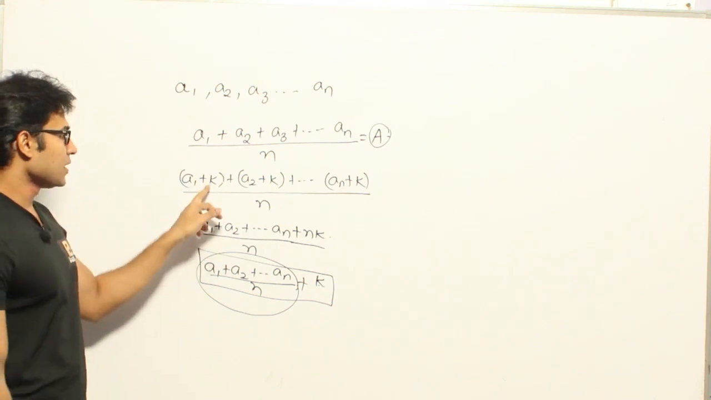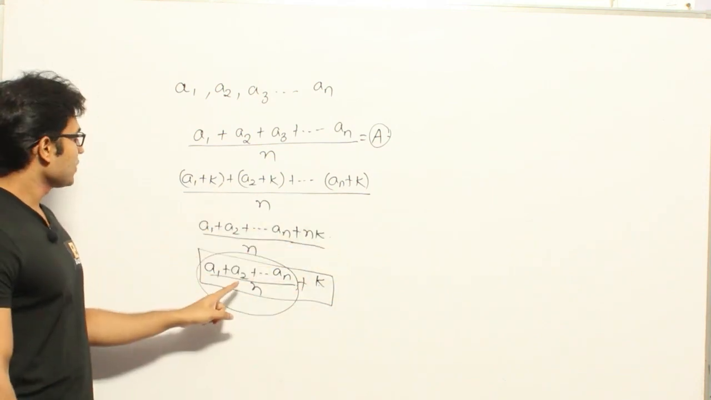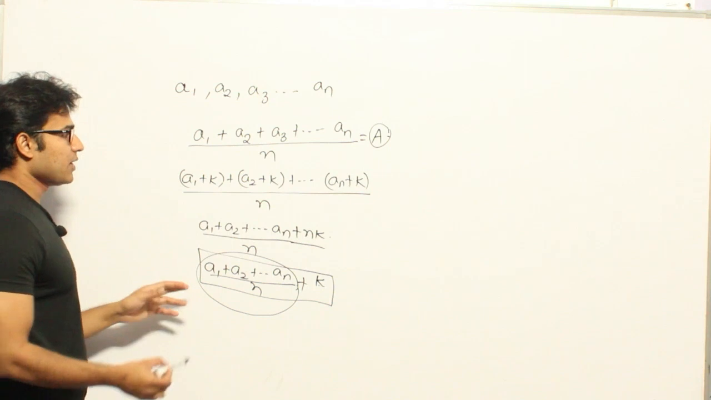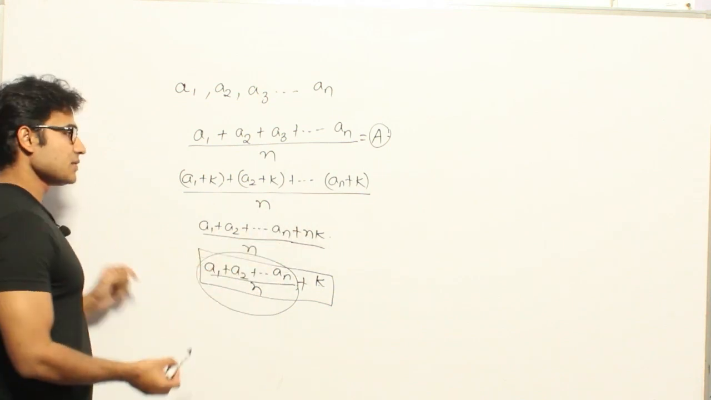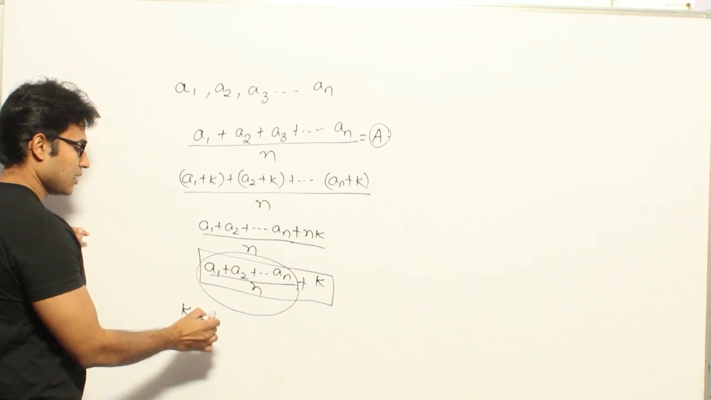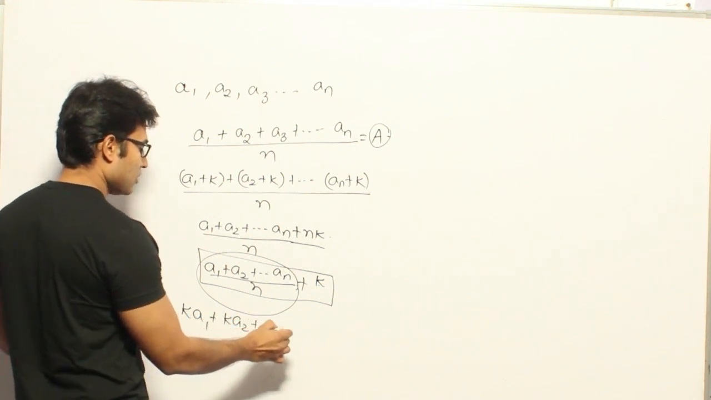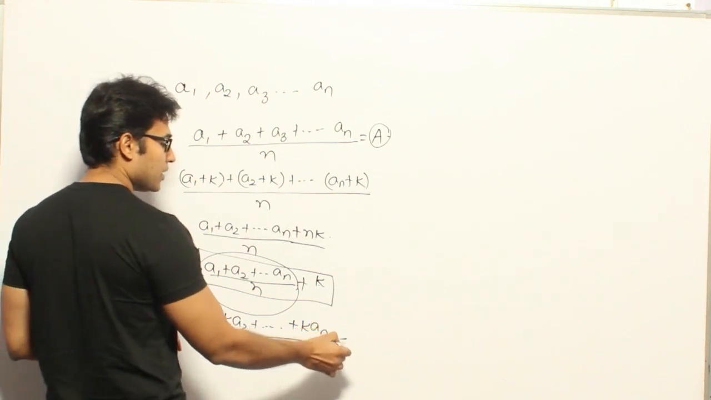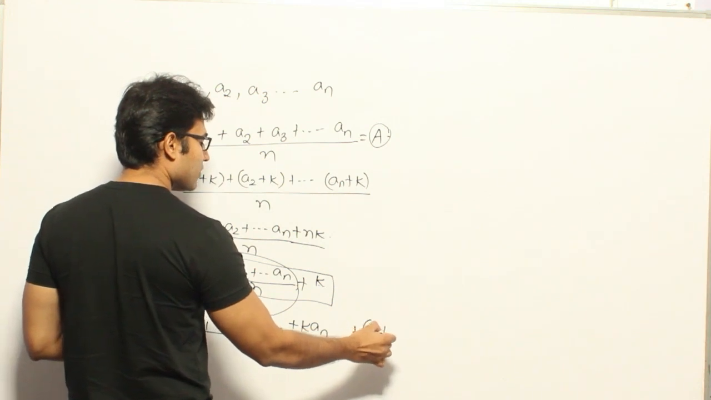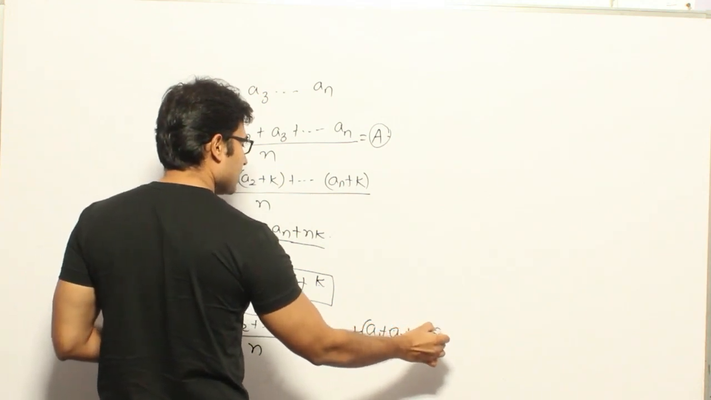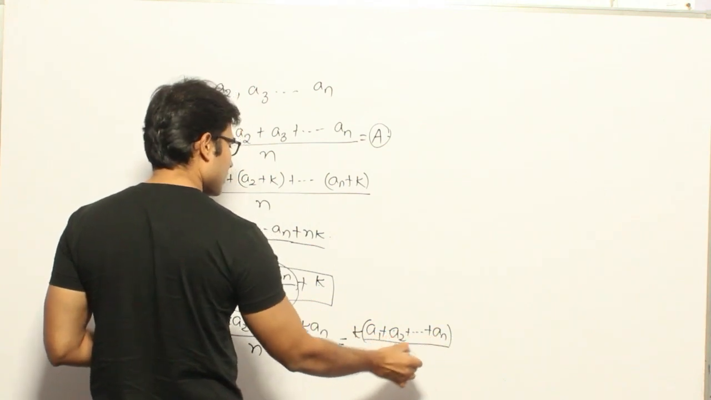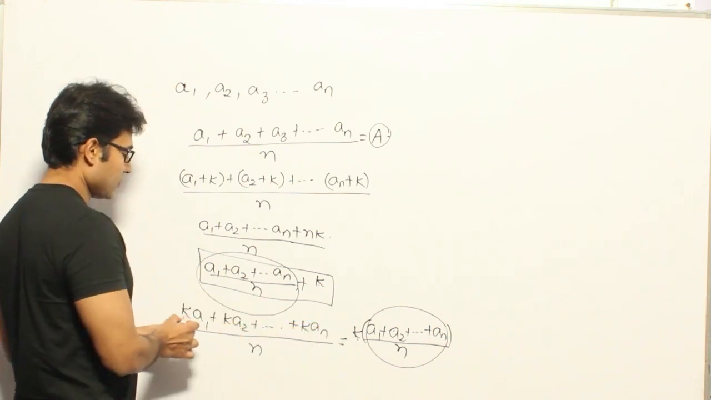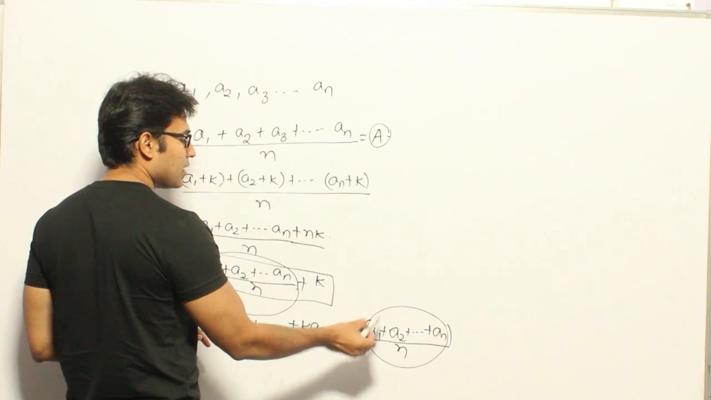And what about the decrement? If I decrement all the values by k, then the new average will be old average minus k. Got it? And now if I try to multiply all the elements by k, then what happens? Instead of a1 you will be writing k into a1, k into a2, so on plus k into an, divided by n. Now what do you get? If you take out k as common, then it will be a1 plus a2 plus so on plus an divided by n. Now this entire thing is going to be average, right? So when you multiply every element with k, then the new average is going to be k into old average.